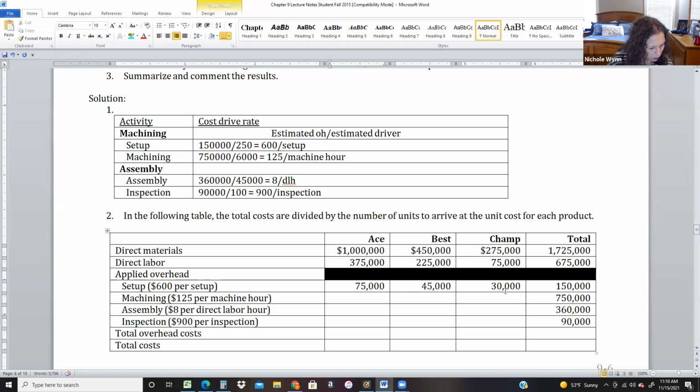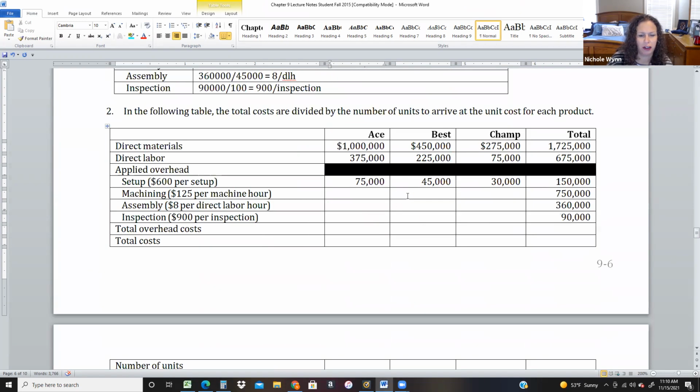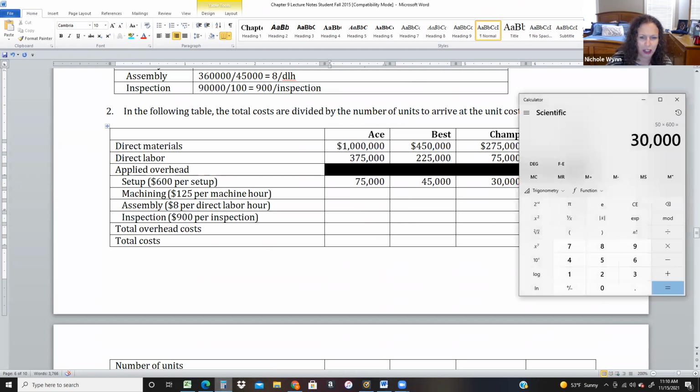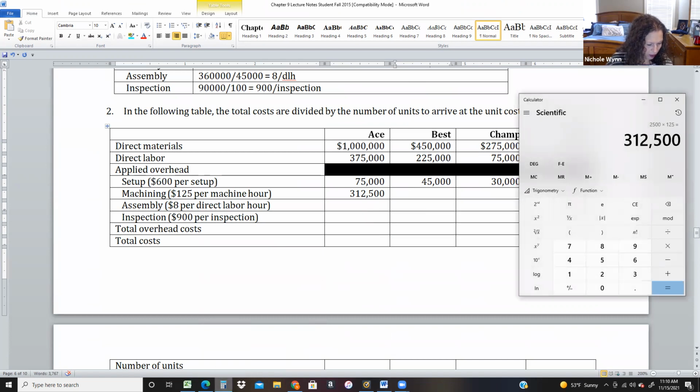Okay, so now for machining, the machine hours are 2,500, 1,500, and 2,000. We've actually used those numbers before. So 2,500 times 125 is 312.5. And then, just a second.